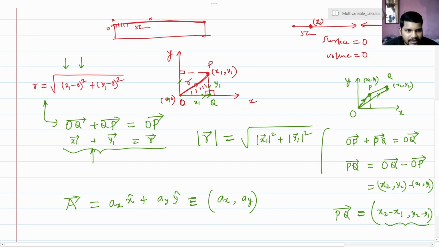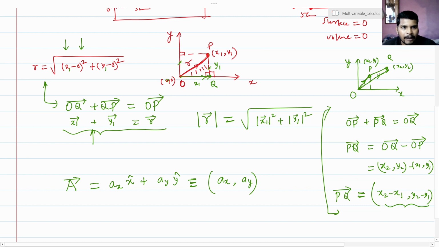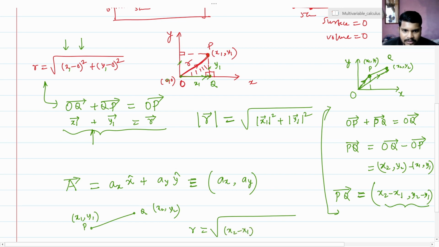Now, if you don't want the vector representation, we can directly say that we have the coordinates. One coordinate is P, one coordinate is Q. P we can find by using the origin, x1, y1, and Q can be written as x2, y2. Then the distance between them is going to be the square root of x2 minus x1 whole square plus y2 minus y1 whole square. The same thing also applies over here. I can write the magnitude of PQ as the square root of x2 minus x1 whole square plus y2 minus y1 whole square. I hope this is clear to you.